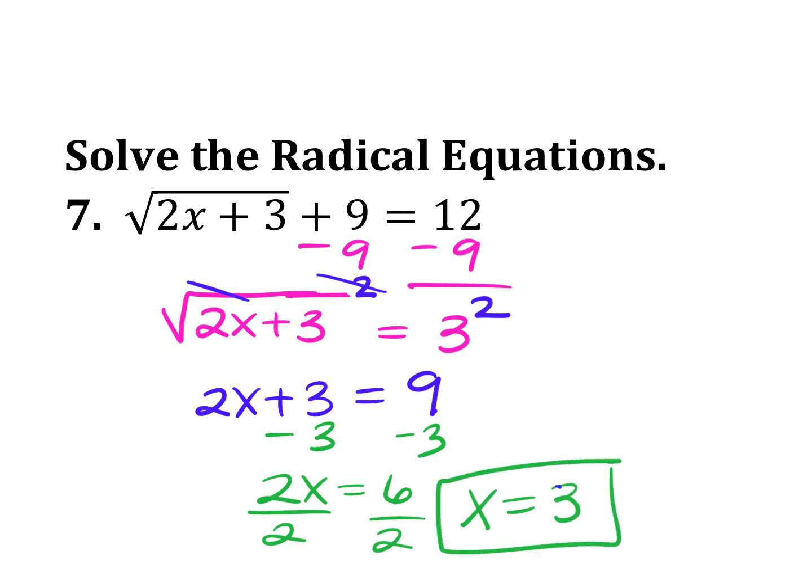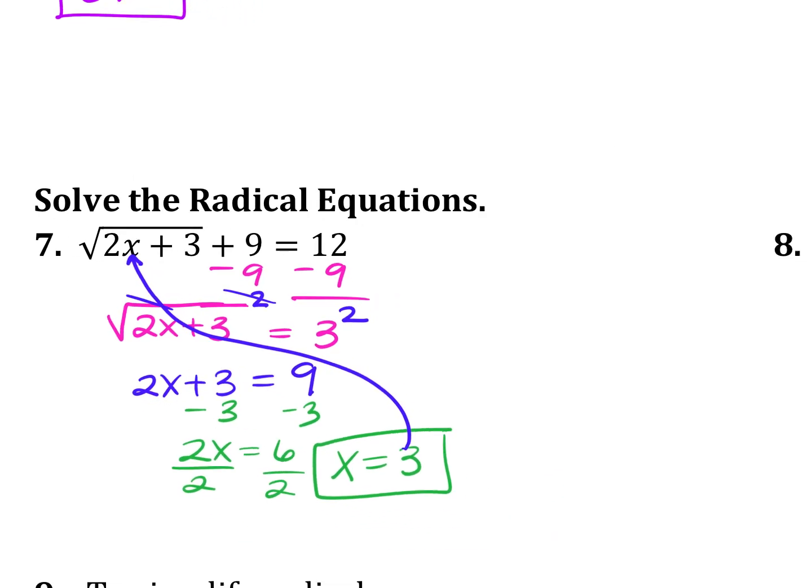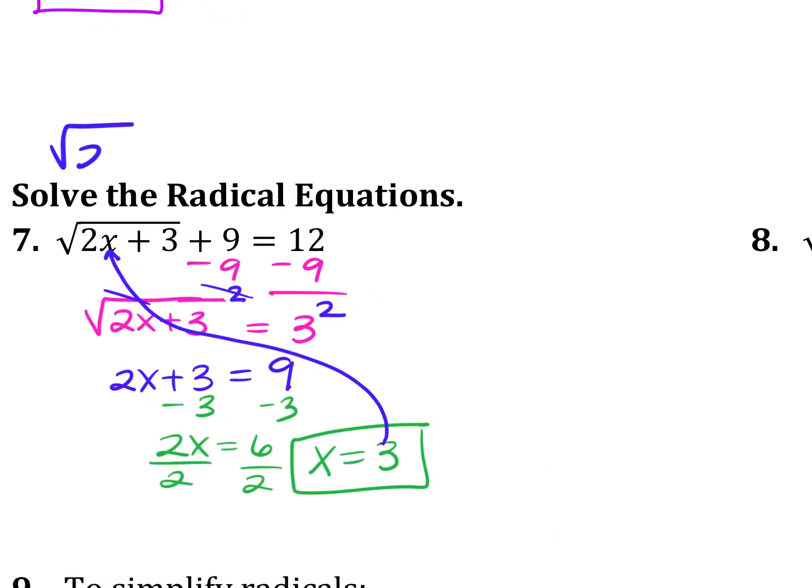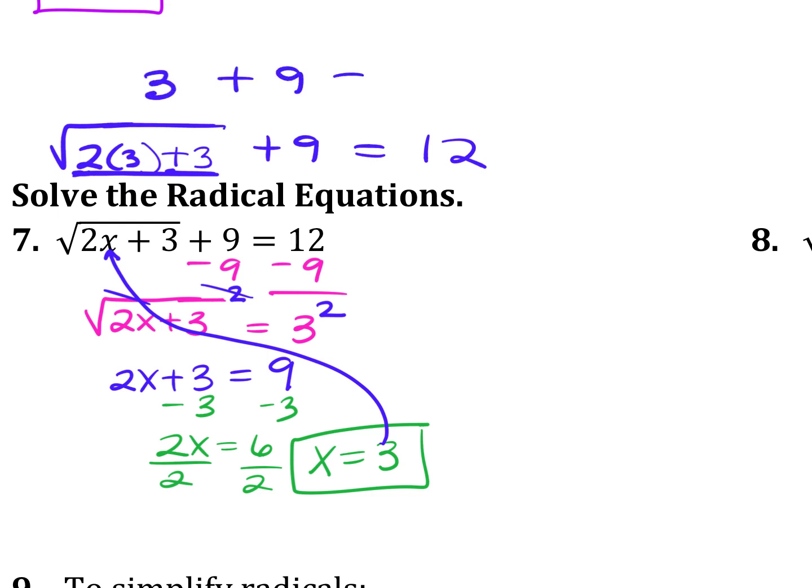Okay. Then you want to check it. Plug that 3 in right here. I'm just going to rewrite it over here. The square root of 2 times 3 plus 3, plus 9 should equal 12. So this is 6 plus 3. So 9. The square root of 9 is 3. So is 3 plus 9 equal to 12? It is. So that checks out.